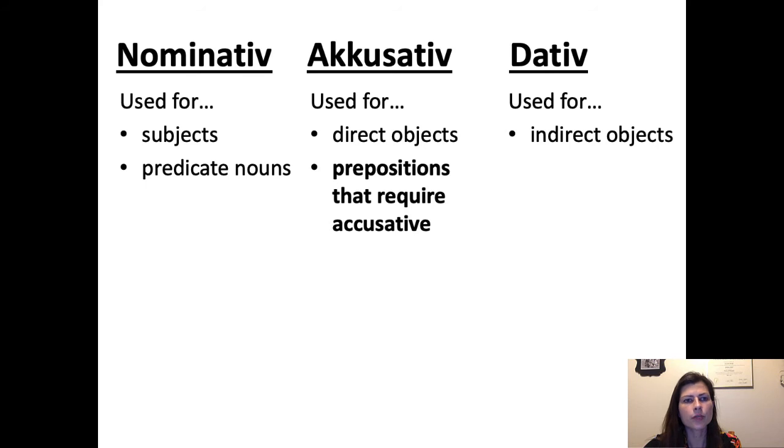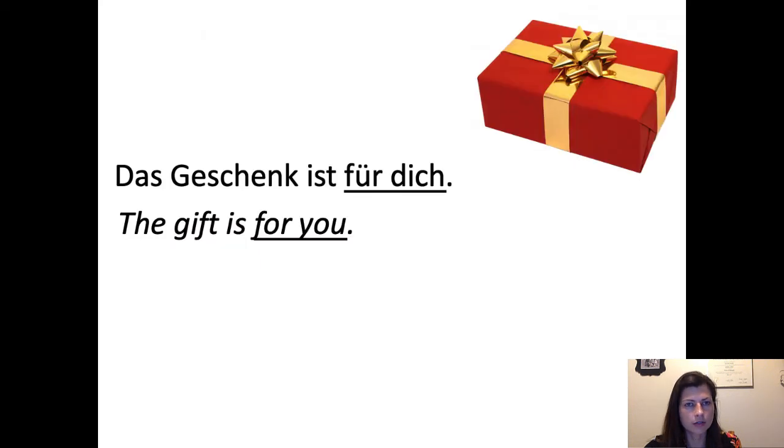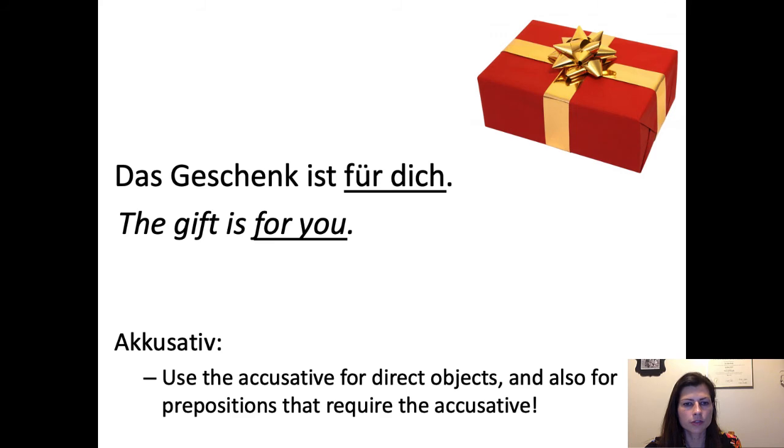So we use the nominative for subjects and predicate nouns. Then we use the accusative for direct objects and also prepositions that require the accusative. So what are these accusative prepositions and what are these dative prepositions that we did? Accusative prepositions, there's just a list of them that always use the accusative, right? When you see that preposition, you know that whatever comes next needs to be in the accusative. So, for example, das Geschenk ist für dich. Für is an accusative preposition. So what comes after, either a noun or a pronoun, needs to be in the accusative. Dich, accusative pronoun.